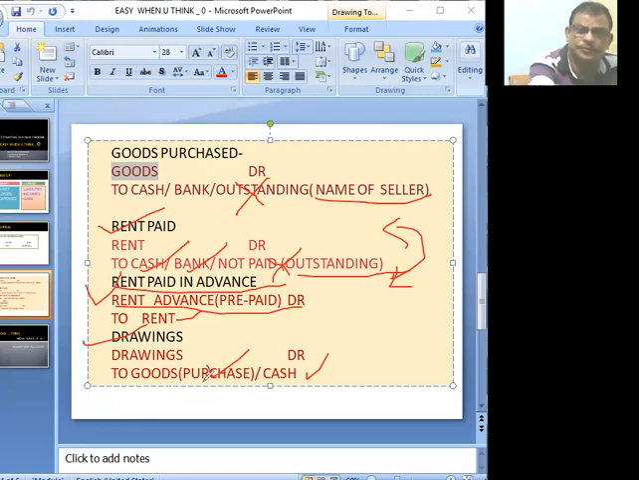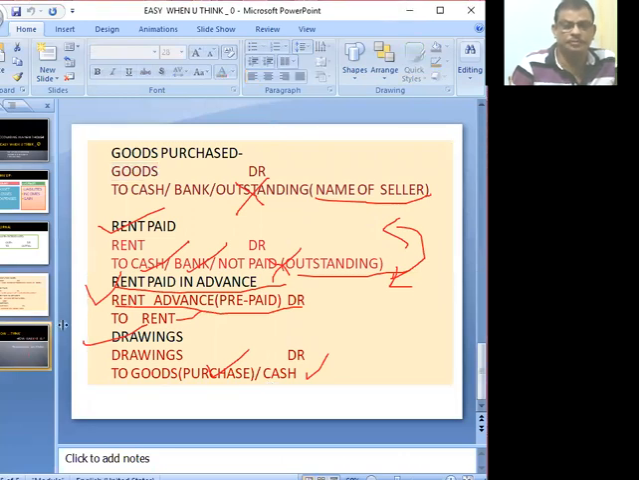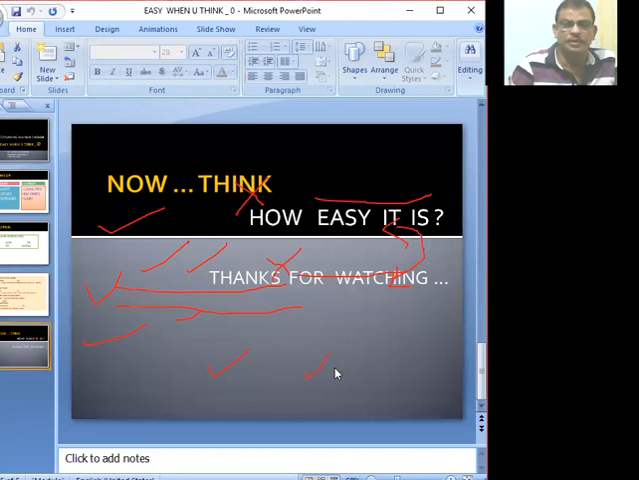I think all the students will go through it very smoothly with zero thought and without any confusion. Now we can see how easy it is.